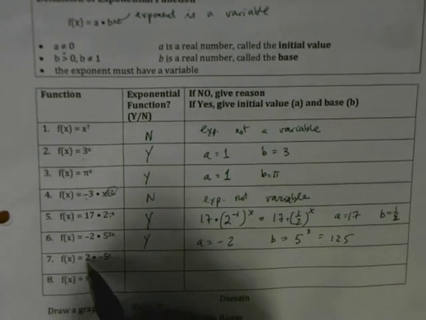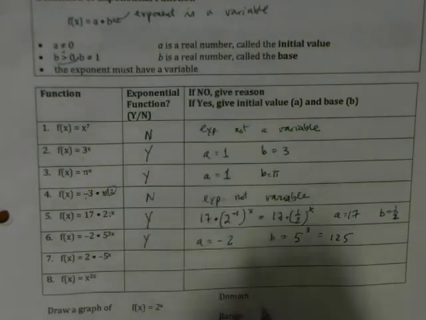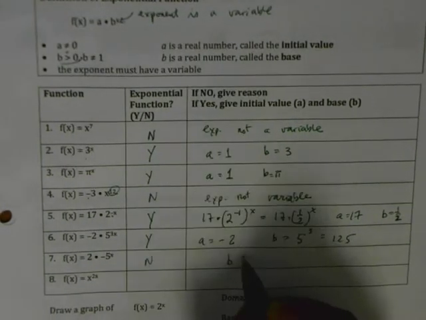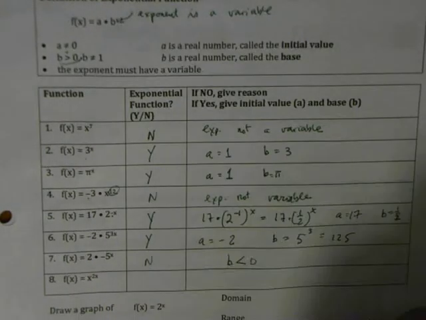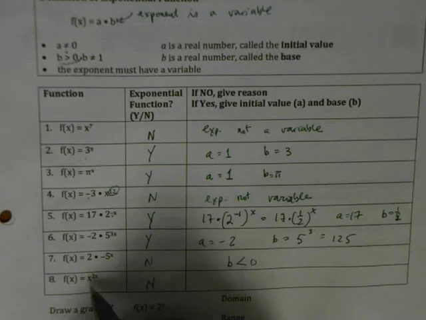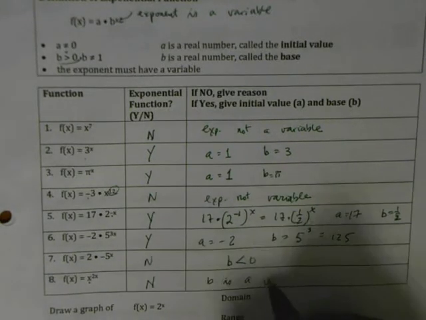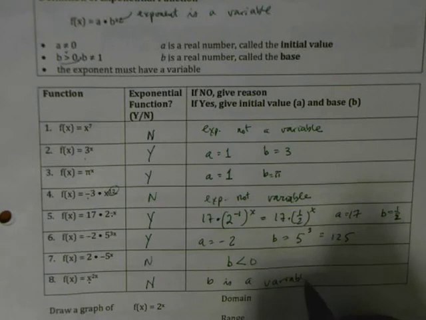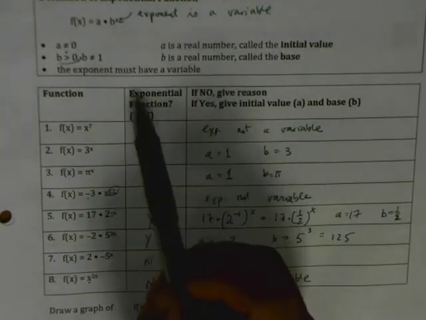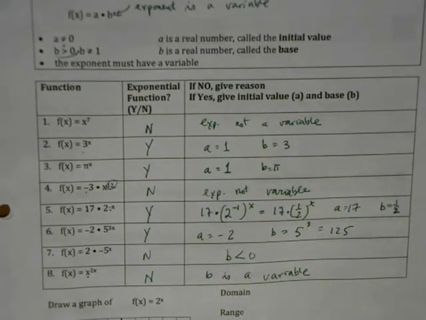This particular function, 2 times negative 5 to the x, this is a problem here because the base here should be positive, and that's not true. Okay. And finally, the last one, also not a function because the base is a variable. The exponent has to be a variable. The base cannot be a variable. It has to be an actual number. So there you have it. You can see from here just some basic concepts on what an exponential function really is.